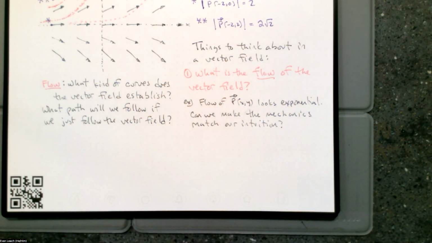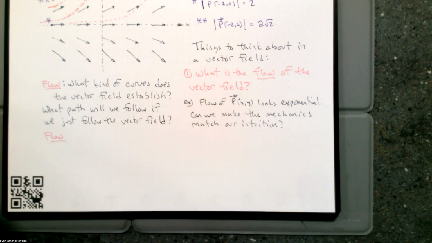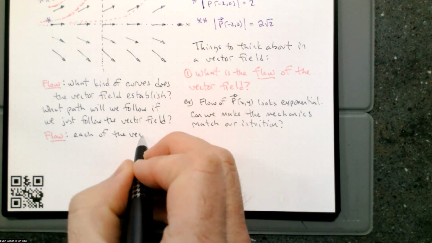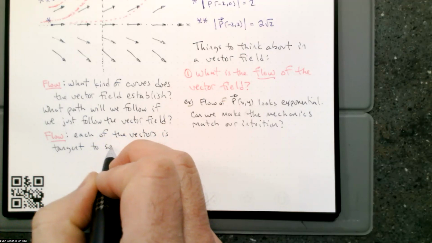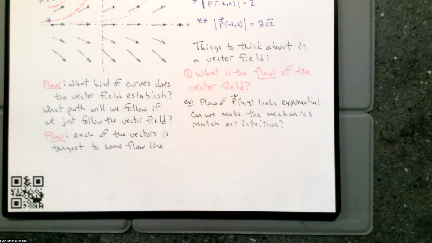Here's what we want to think about. Each of those vectors is the direction of some curve. Each of the vectors in this vector field is a tangent vector to some curve. So that's what we're thinking about with these vector fields. When we're thinking about flow, each of the vectors is going to be tangent to some flow line.